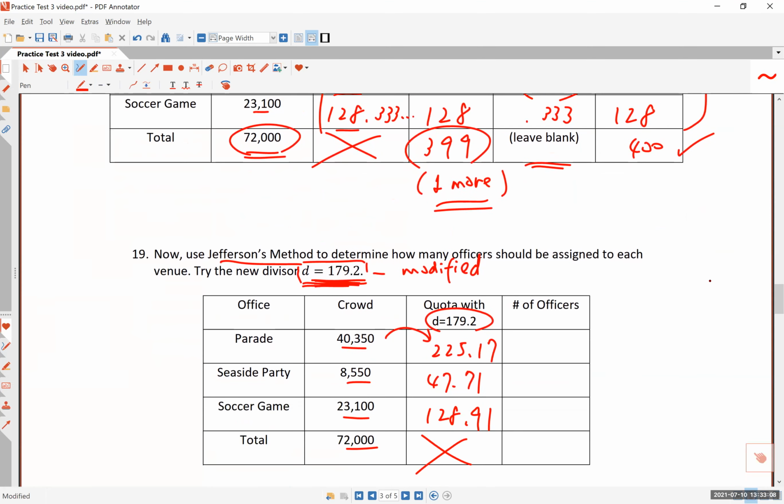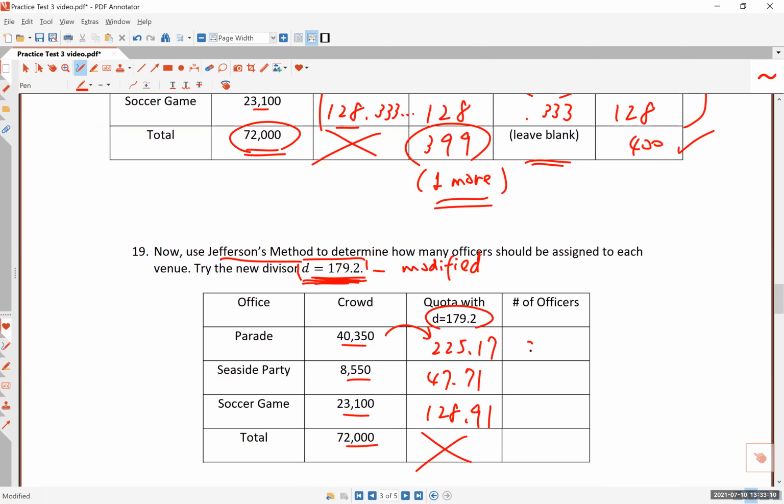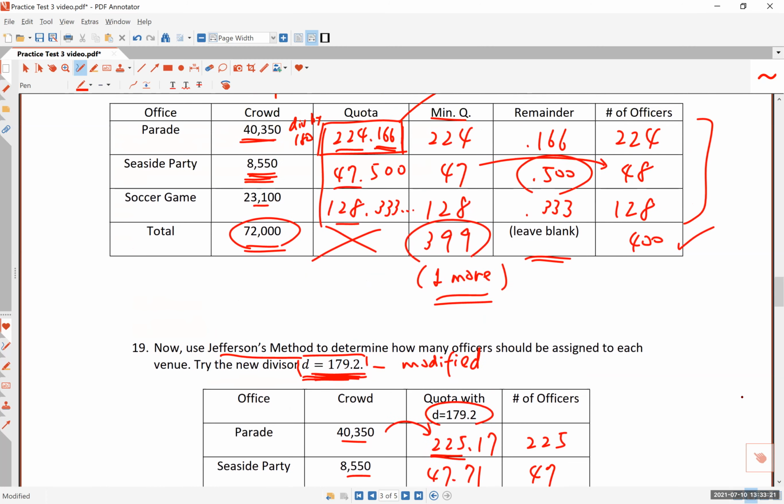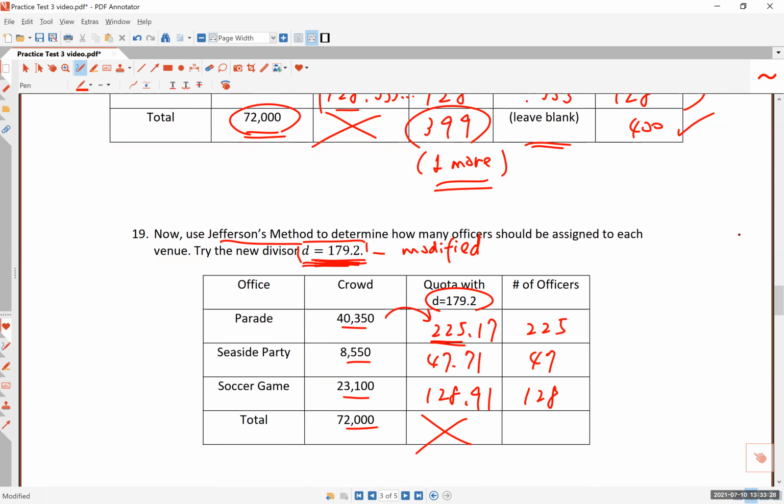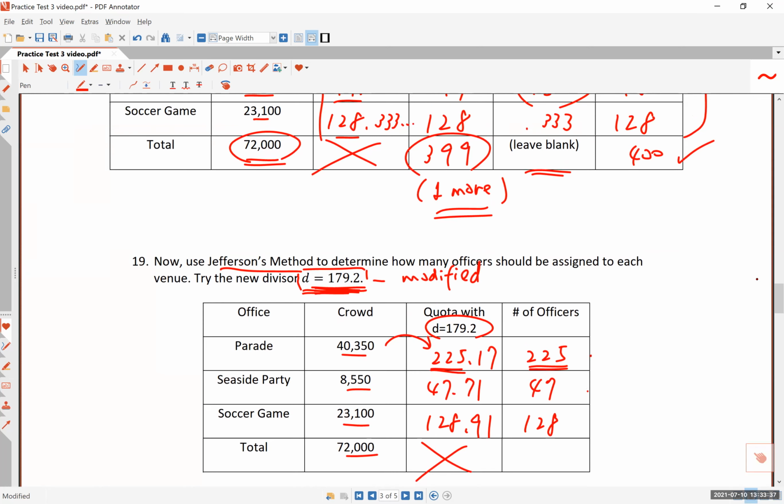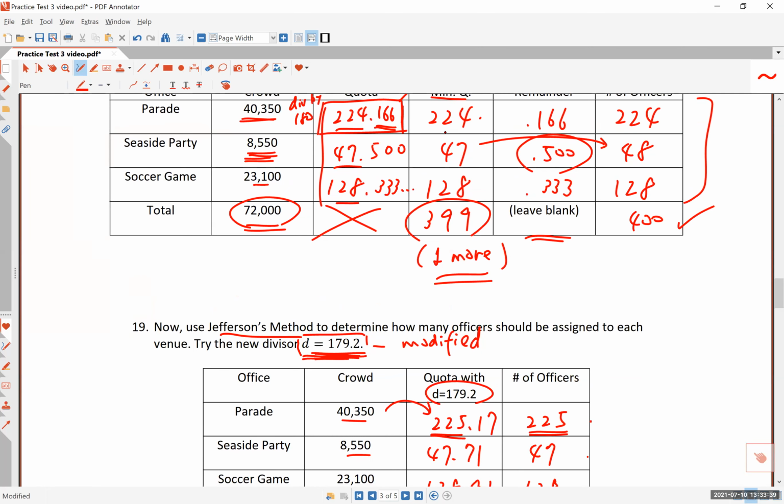If you look at the number of officers, you round this down, basically you truncate, forget everything else after the decimal point, and then you find out what changed. See, if you look at these minimum quotas, it's 224, 47, 128. Over here, 225, 47, 128. So this first one, parade, gained an extra seat.